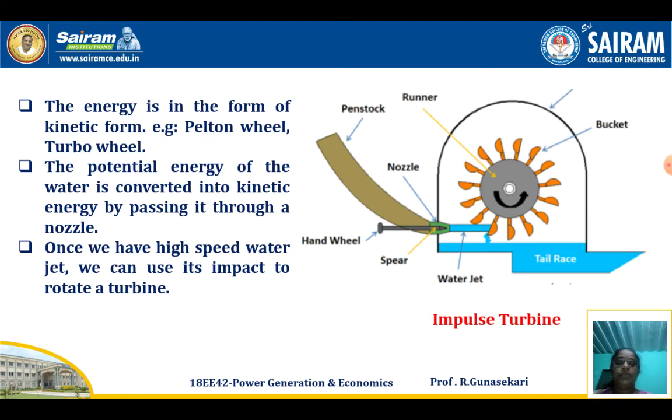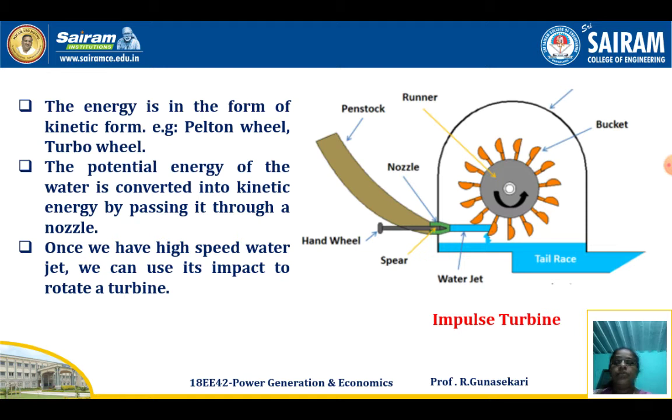Then impulse turbine. This diagram represents the impulse turbine. The impulse turbine consists of nozzle, runner, bucket, hand wheel, spear, water jet. This is the tail race. The penstock is there. Penstock to tail race.